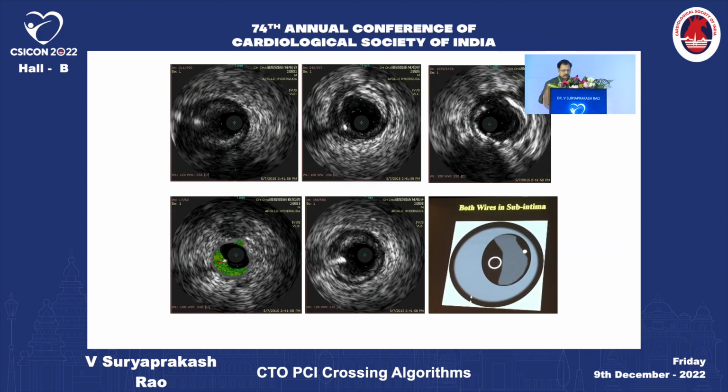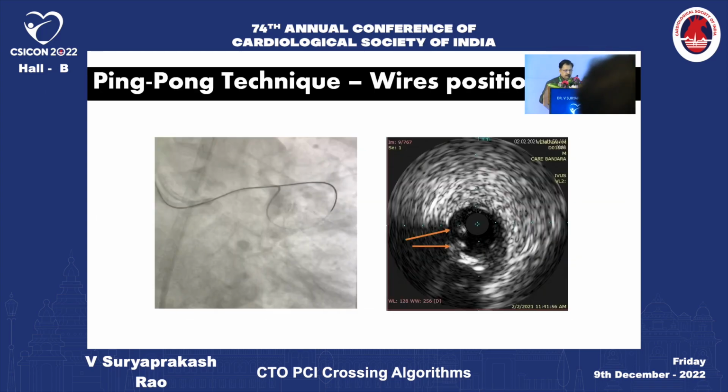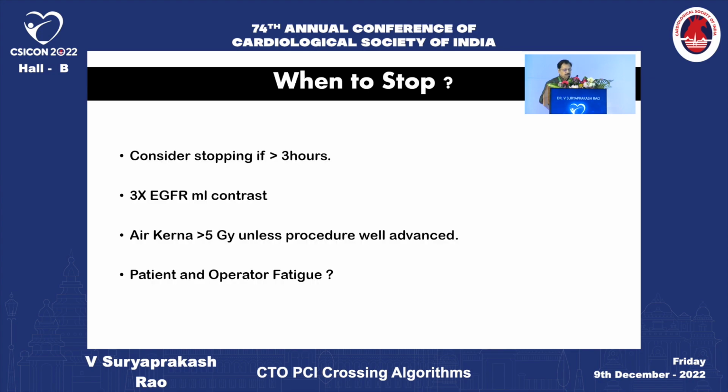So by this you can do this. This is also an ipsilateral thing. You can always use the IVUS. And when to stop is important. Consider stopping if it's more than 3 hours. Most people agree, if it is more than 3 times the eGFR in contrast, and air kerma more than 5 gray, which is what we are following, unless the procedure is well advanced.